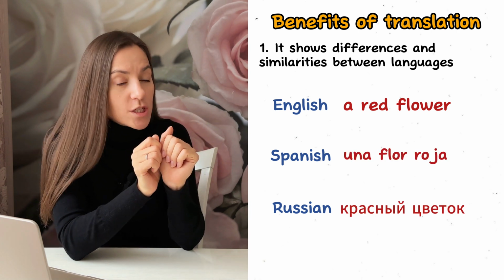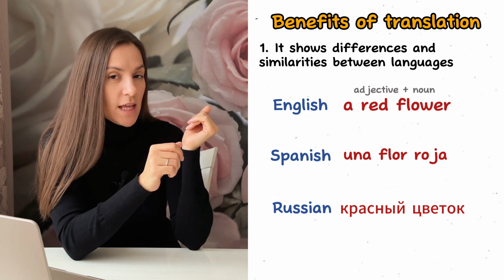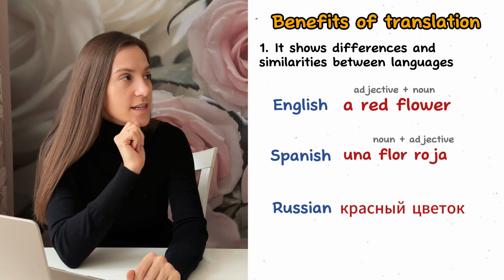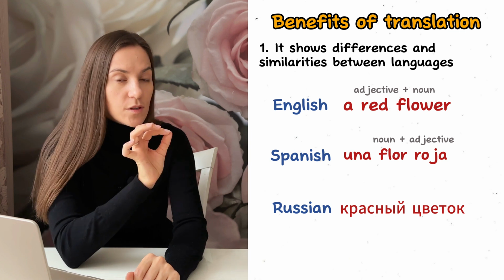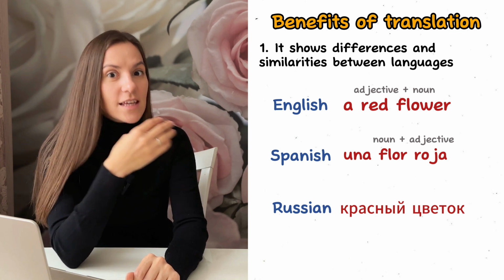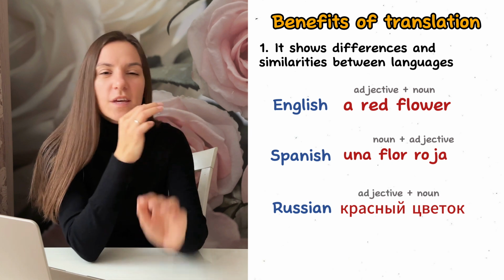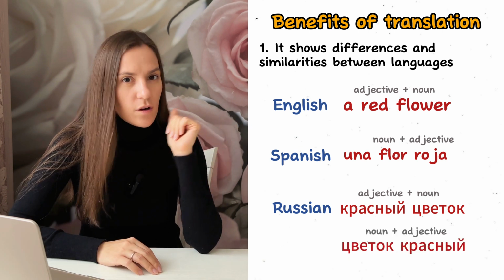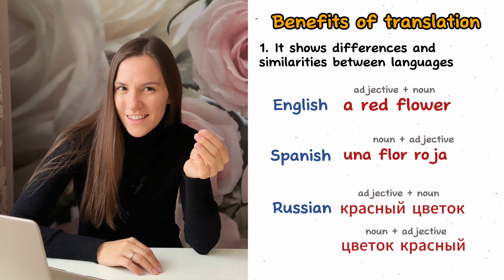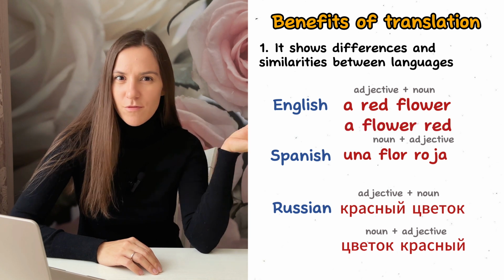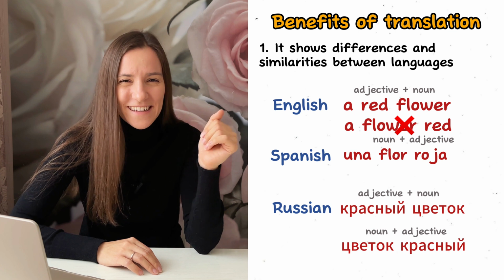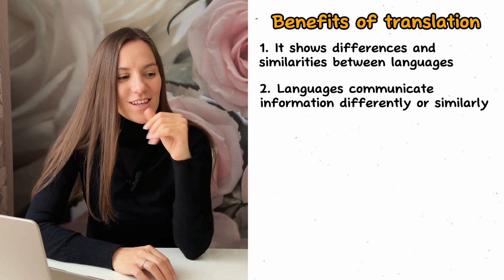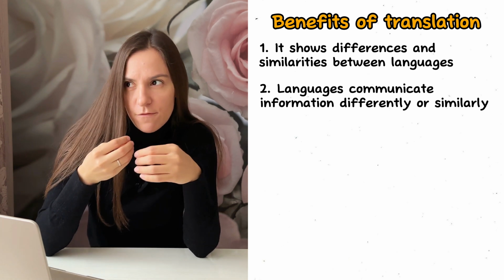In English, you put adjectives in front of the nouns. In Spanish, you put adjectives after the nouns. Although in my example, in Russian, красный цветок, red, красный, stands before a noun, we can easily place it after and nothing will change. Красный цветок, цветок красный. Let's try it in English. A red flower, a flower red. Sounds so odd.